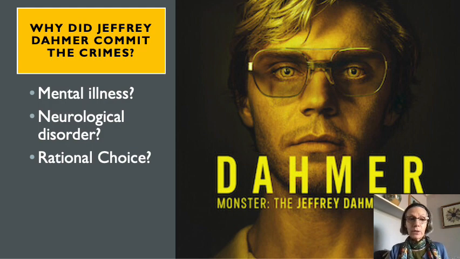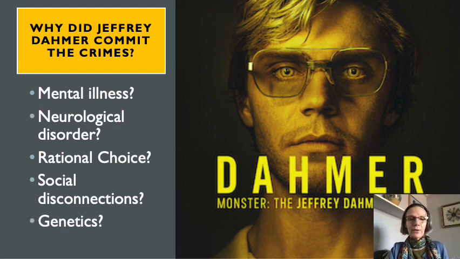Was what he did rational? Did he engage in a cost-benefit analysis, weighing the costs associated with what he did, getting caught, and killing people, against the benefit he got, satisfying this desire to kill, the satisfaction of dominating others? Maybe what he did was rational. Maybe he was socially disconnected. When you look at his childhood, he seemed to have a pretty strange childhood. Maybe what was going on with Jeffrey Dahmer was genetic.